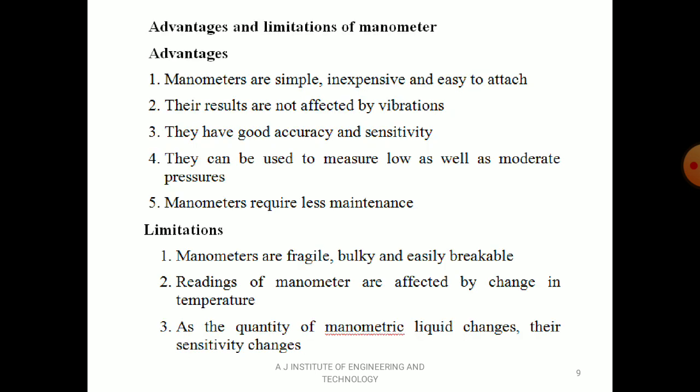So this was a left out portion, so I'm repeating here. Advantages and limitations of manometer. This you can write in your own words. Still, I have listed here some of the points. Just let me go through that.